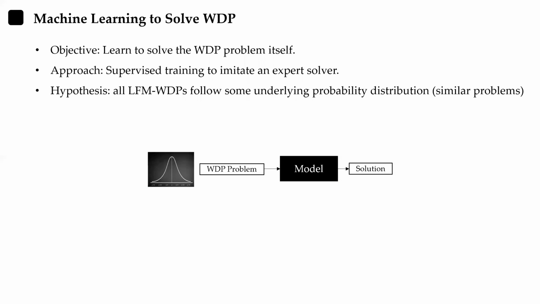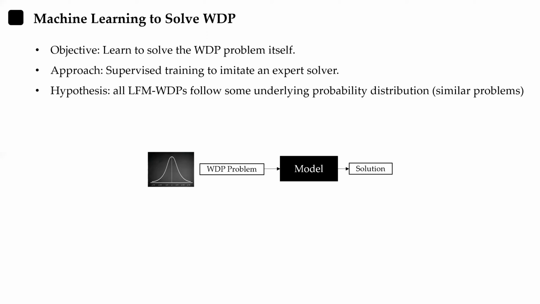Now our target is to leverage this by incorporating machine learning, and there are different ways to incorporate machine learning, but in this work we aim to train an end-to-end machine learning model in a supervised approach. Our objective is to imitate an expert solver and to produce plausible, optimal solutions. And we based our models on graph neural networks.